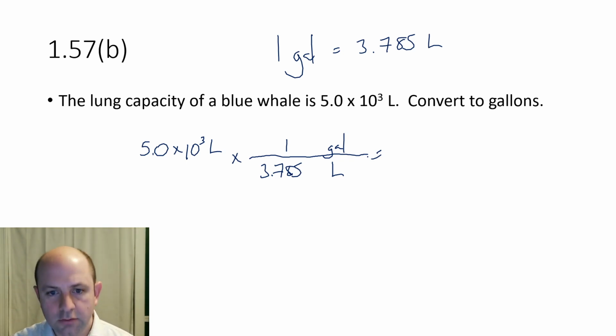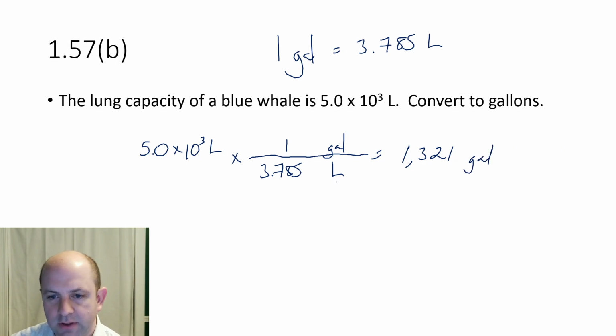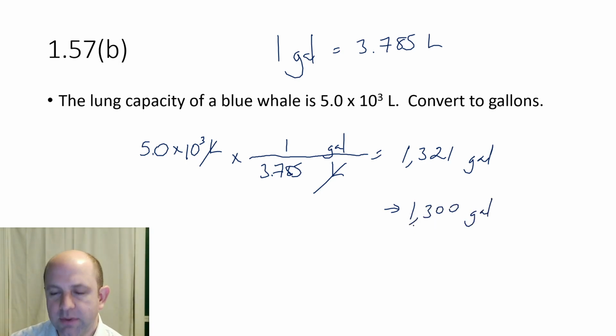And so then we'll just grab a calculator and punch that in. So we have 5.0 times 10 to the third, so 5,000, divided by 3.785. And so we get, from our calculator, 1,321 point some other stuff, and that would be gallons, right, because liters have crossed out. Now that's 4 sig figs. We were only given 2, so we want to cut this down. So we could change that answer to 1,300 gallons, and that would be 2 sig figs.